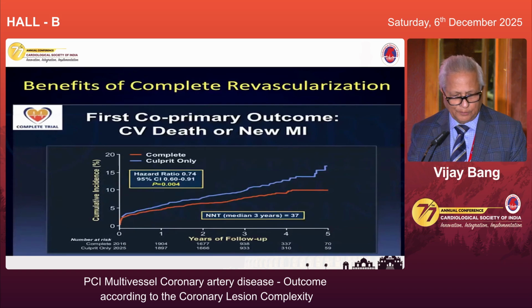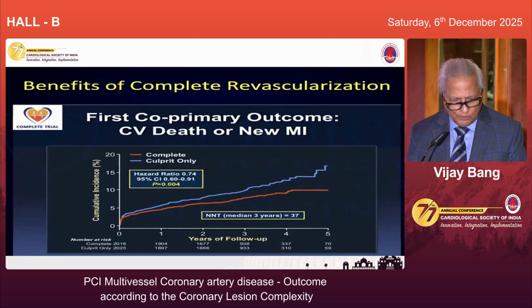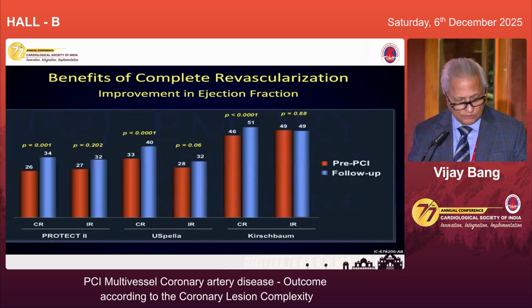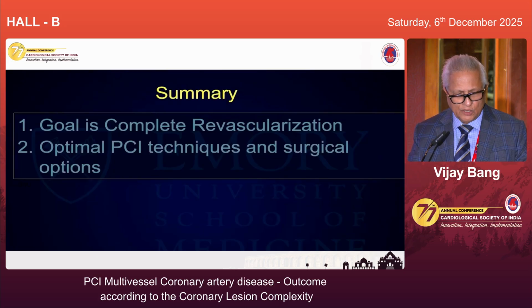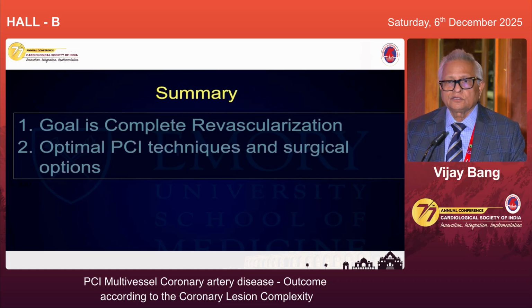Similarly, if you see the benefit of complete revascularization from the COMPLETE trial, it's clearly stating that if you have 3 years follow-up, you can see that the p-value is highly significant in the complete revascularization arm as compared to incomplete revascularization. EF also improves considerably. So in summary, the goal is complete revascularization using latest adjunctive devices like IVI, physiology, latest generation stent, and if necessary, hemodynamic support using the latest Impella device or any other that is suitable at that time. Thank you very much for your kind attention.